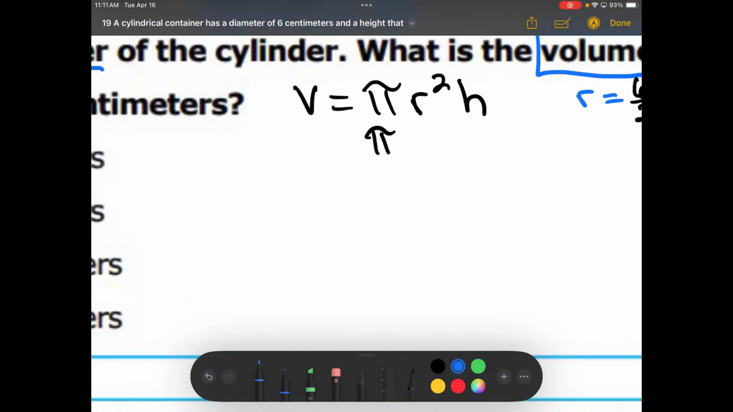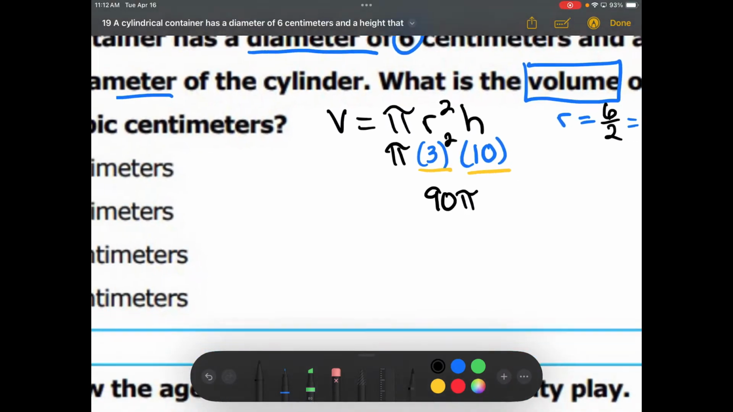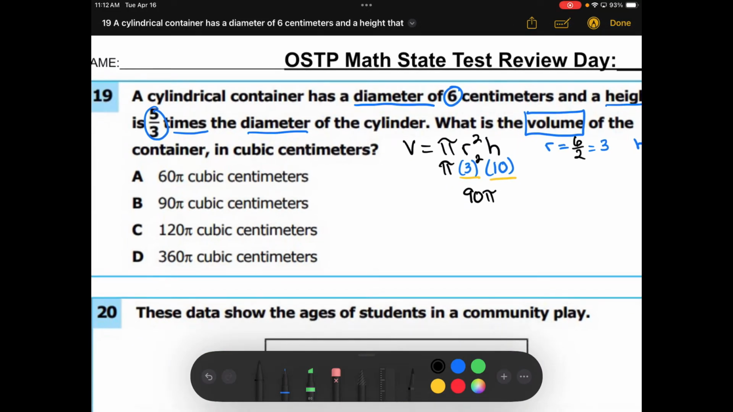Pi, instead of r, I'm going to put 3 squared times my height, which is 10. And all you do is multiply. 3 squared times 10. Now 3 squared is 9. And 9 times 10 is what? 90. 90, and bring down your pi. Well, what is your answer here? A, B, C, or D? B. Very good.